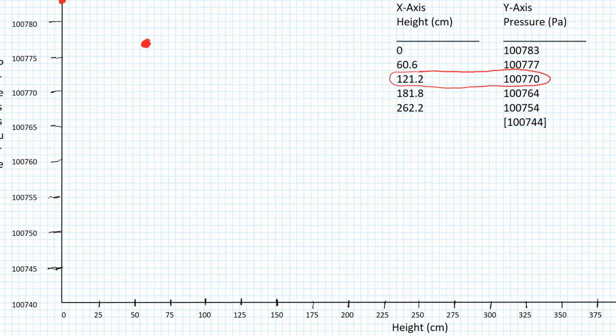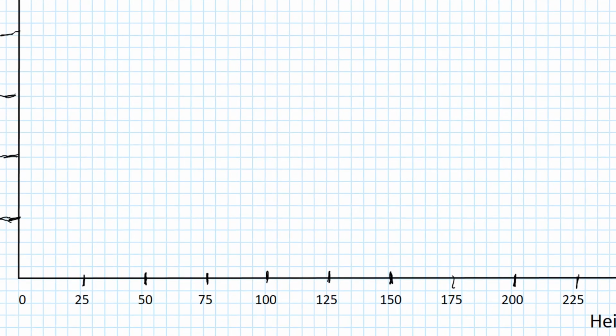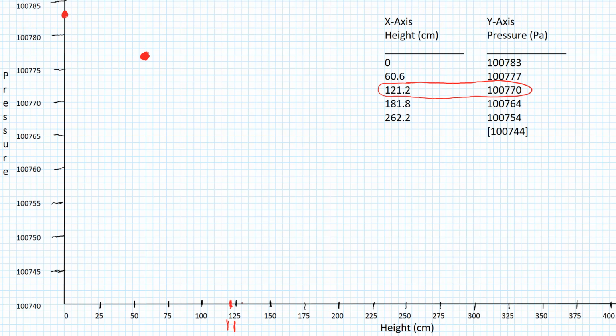I need to locate 121.2 on my x-axis. So I know that 120 centimeters is here, 125 is there, so 121.2 is in between those two, but probably a little closer to the line on the left. And 100,770 is, oh, it's marked here already, it's right here. And where those intersect, I put a dot to represent that data point.